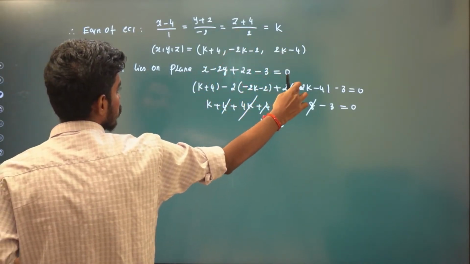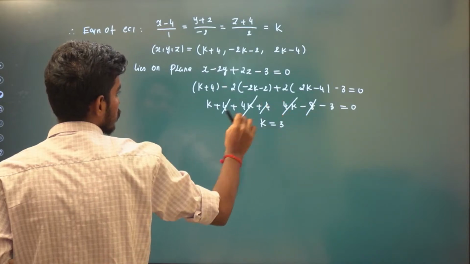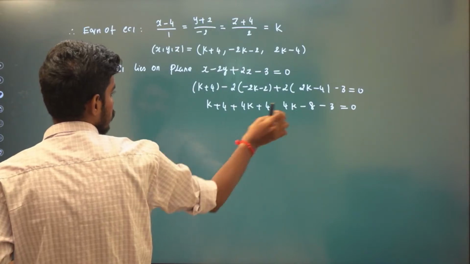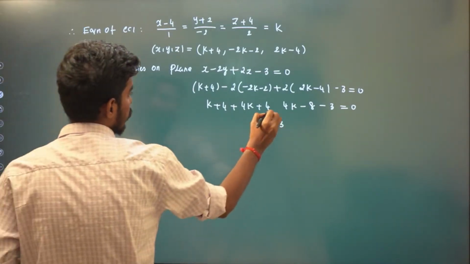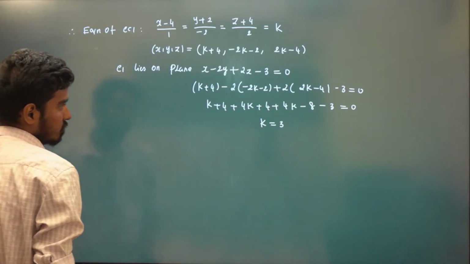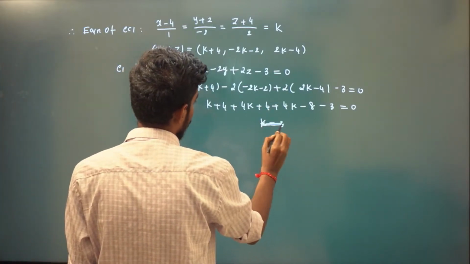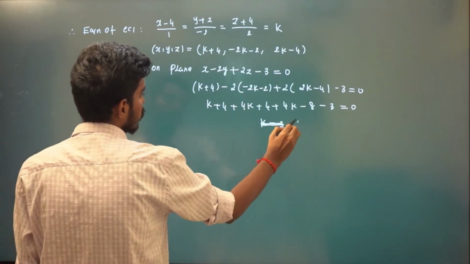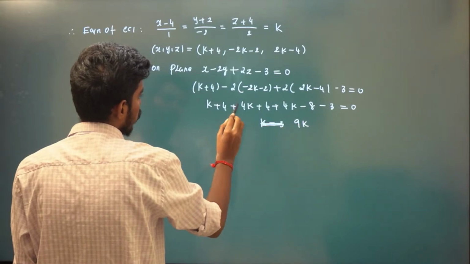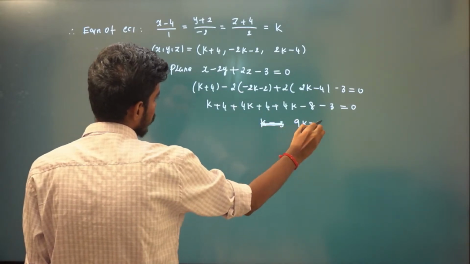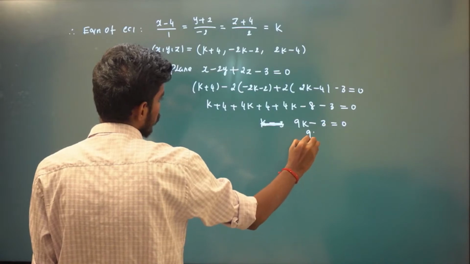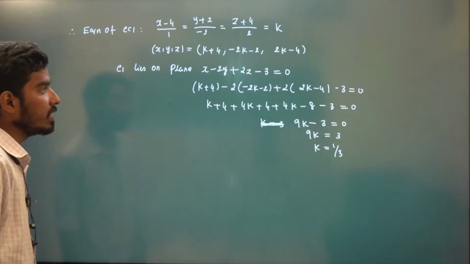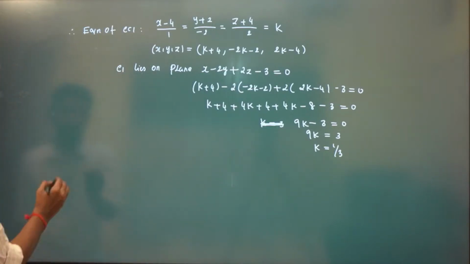Plus 2k, plus 4k. So 4k, 8k. So you will have 9k. 4 plus 4 is 8, 8 minus 8 is 0. So you will have minus 3 is 0. So 9k is equal to 3. So you will have k to be 1 by 3.